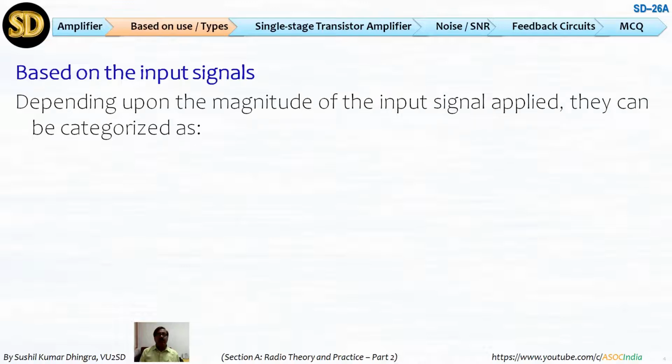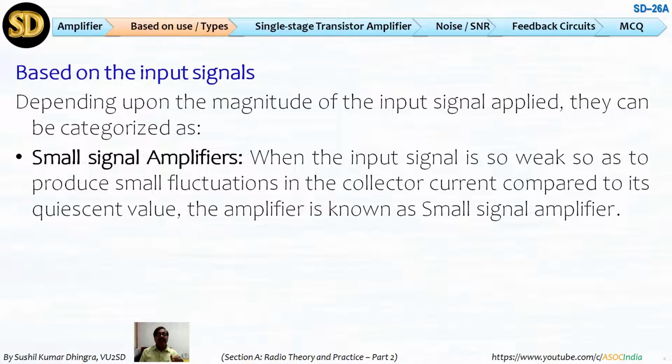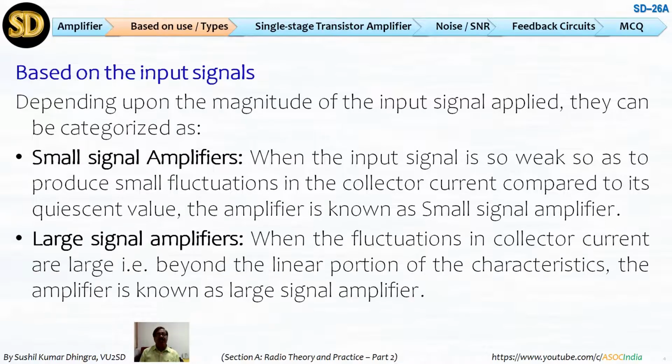Now, based on the magnitude of the input signal, we have the small signal amplifier for very weak signals, like on an antenna, or a very weak signal from a microphone or a sensor. But once they are improved using a cascade amplifier, if we want to drive a load like a loudspeaker, relay or other devices, then we need a large signal amplifier. This is a powerful amplifier.